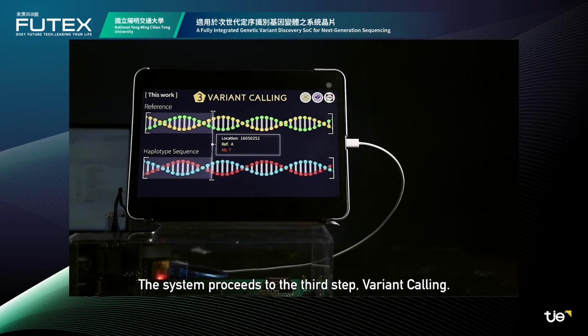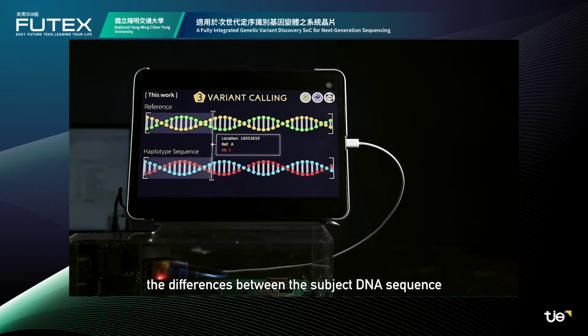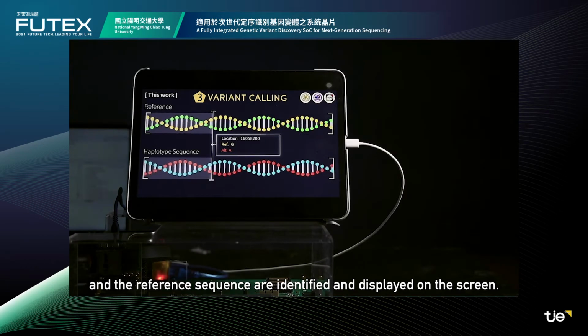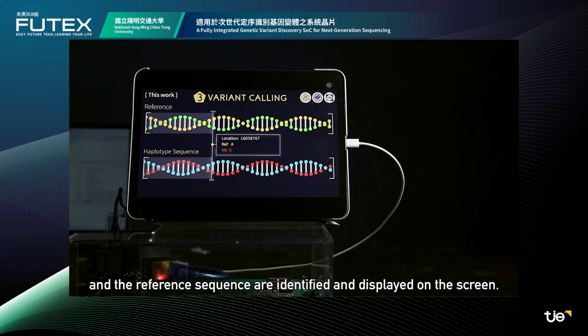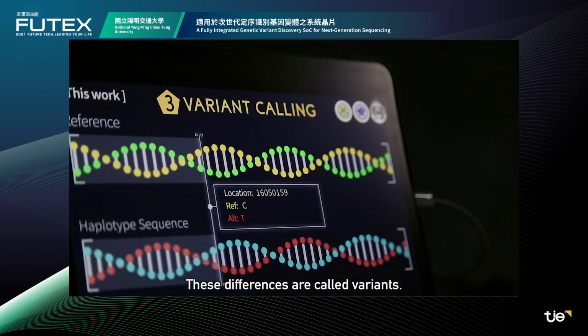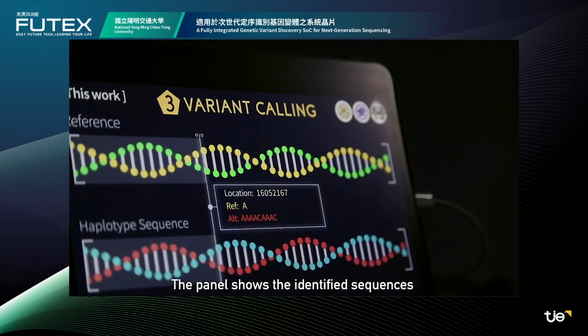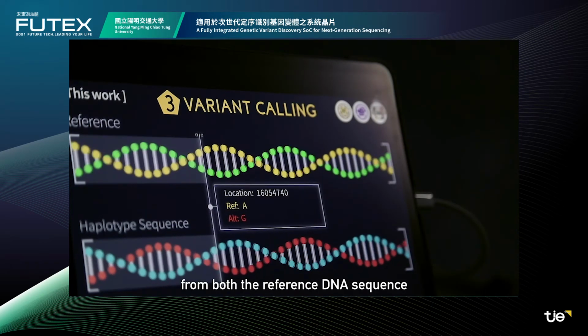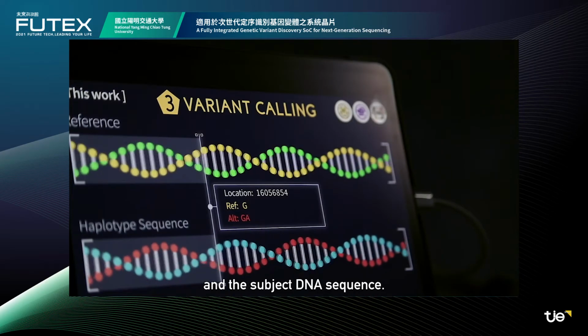The system proceeds to the third step, variant calling. In this step, the differences between the subject DNA sequence and the reference sequence are identified and displayed on the screen. These differences are called variants. The panel shows the identified sequences from both the reference DNA sequence and the subject DNA sequence.